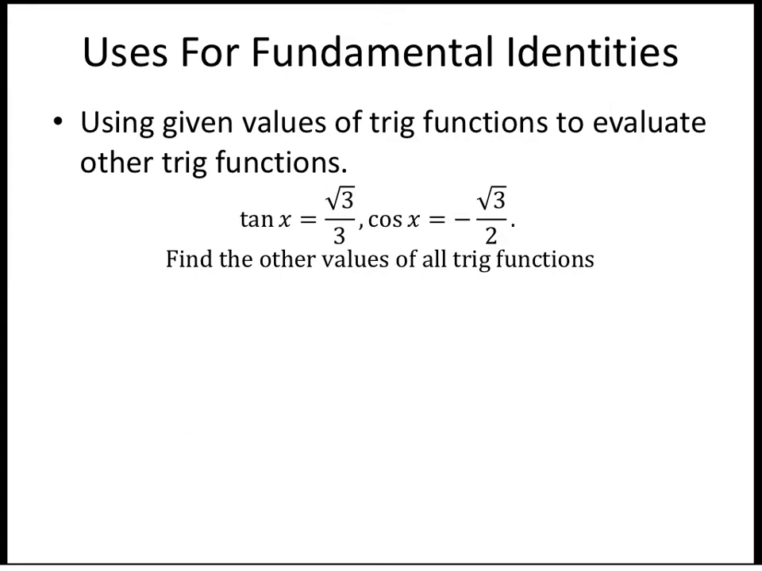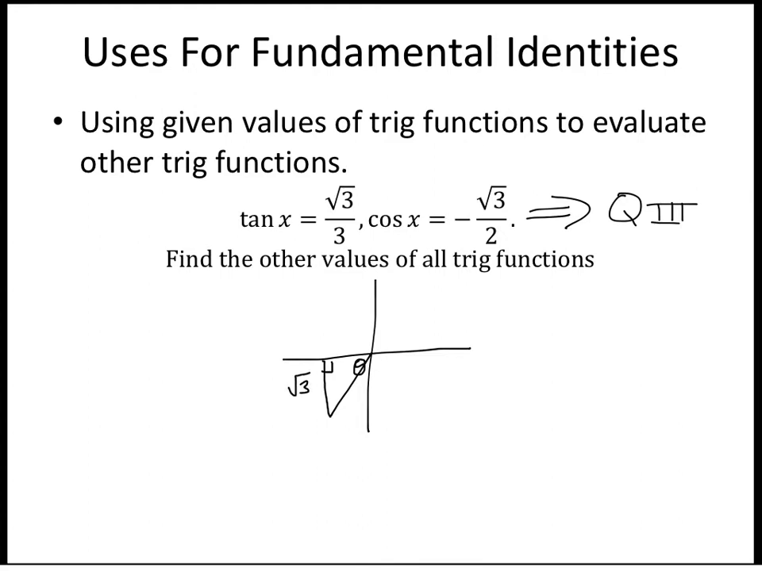Well, I know tangent is positive, so I must be in quadrant 1 or 3. And cosine is negative, so that must put me in quadrant 3. So all this means I'm in quadrant 3. So when I draw my picture of what this looks like, my theta for my reference angle is going to be in quadrant 3. Now I know that tangent is opposite over adjacent, so this leg will be square root of 3 and this other one will be 3.